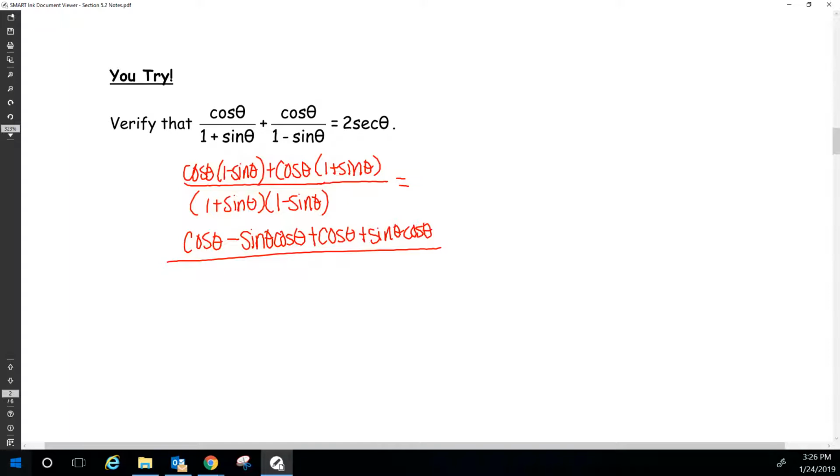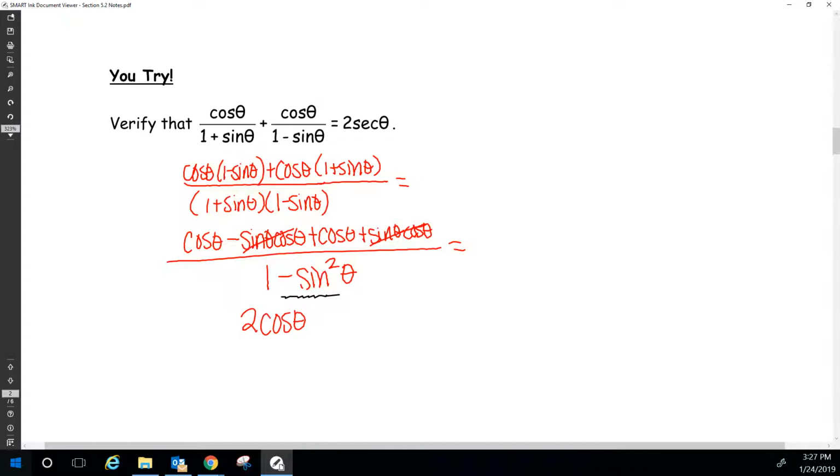All that's going to be over our denominator. Conjugate, so it's really just 1 times 1, which is 1. Middle terms will cancel out. Sine times negative sine is negative sine squared theta. For this one in my numerator, notice you have a positive sine theta cosine theta and a negative sine theta cosine theta. So those guys will cancel off. And we're left with 2 cosine theta on the top.